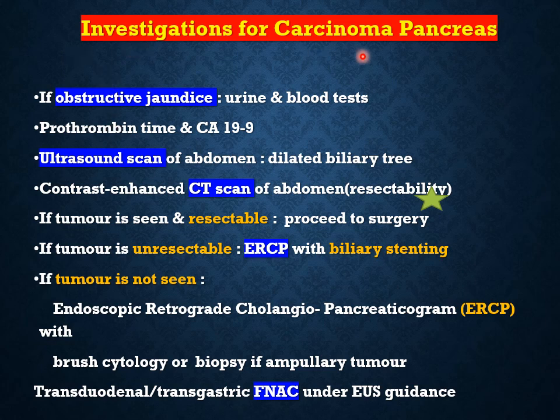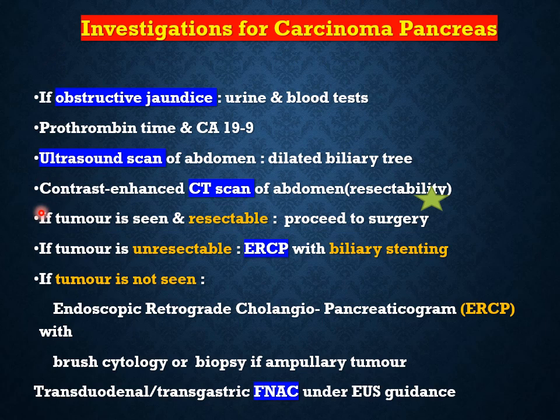The investigation for carcinoma of the pancreas is as follows. If a patient has obstructive jaundice, then urine and blood tests should be done to confirm. You must do a prothrombin time and CA19-9. Prothrombin time is important in patients with carcinoma of the pancreas with obstructive jaundice because it is commonly prolonged, and this can predispose to bleeding tendency, especially when surgical procedures are concerned. Ultrasound scan of the abdomen will reveal a dilated biliary tree and even the possible cause of the obstruction, though in not many cases.